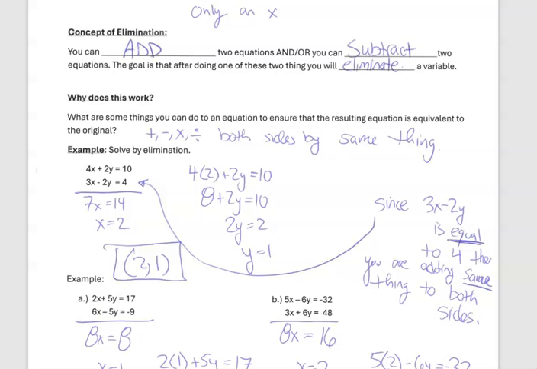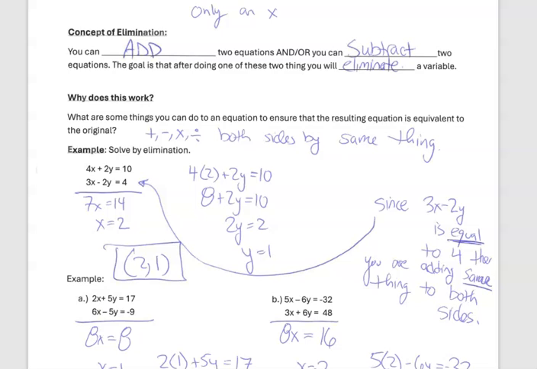So the sample problem here says solve by elimination. You have 4x plus 2y equals 10 and 3x minus 2y equals 4. As you can see, if I add these together, the 4 and the 3 will add to be 7x, but the 2y and the negative 2y, when you add those together, since they're opposites, it's going to eliminate the y's. And then you would go over and add the 10 and the 4 together. When you add that 10 and 4, you have 14. So by adding the two together, I ended up with just 7x, no y's on that side, equals 14.